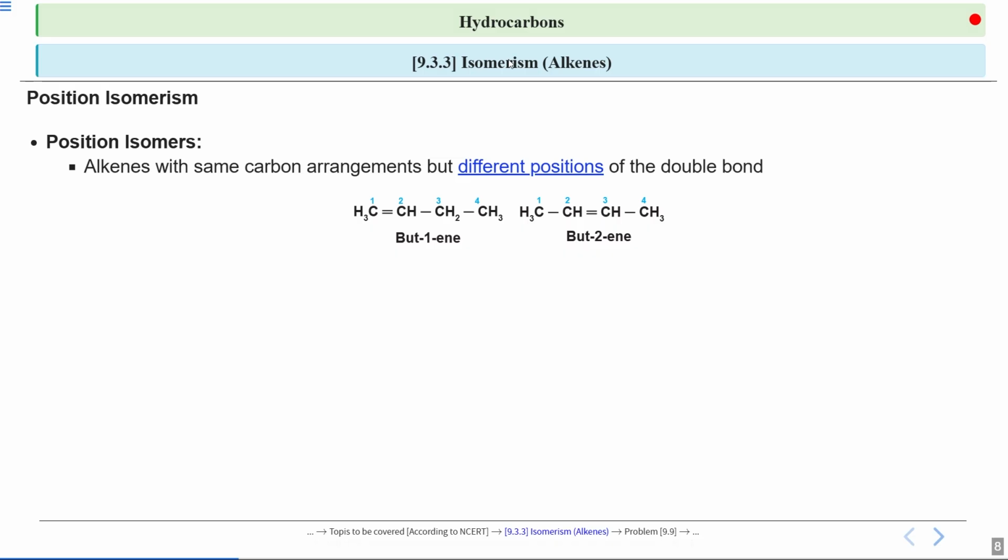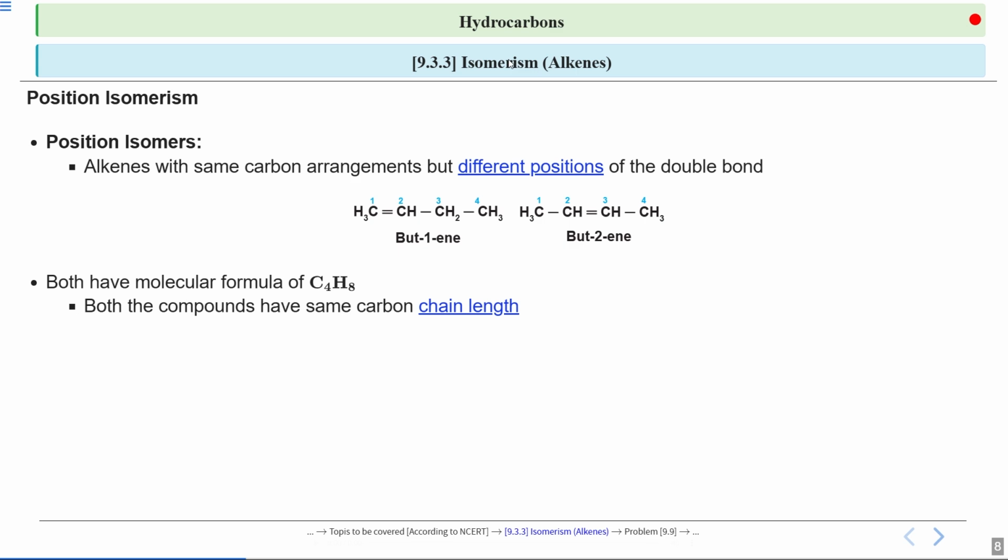We can see two compounds given here. They are but-1-ene and but-2-ene. You can clearly see that their backbone is intact and it is not changing. Apart from that, the molecular formula is also the same, which is C4H8. But what has been changed?